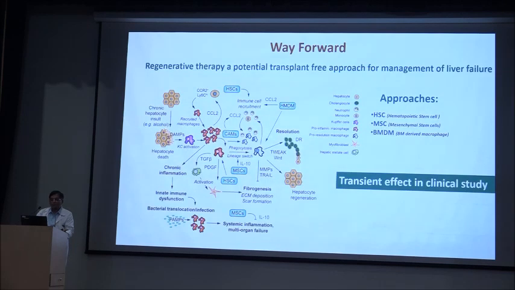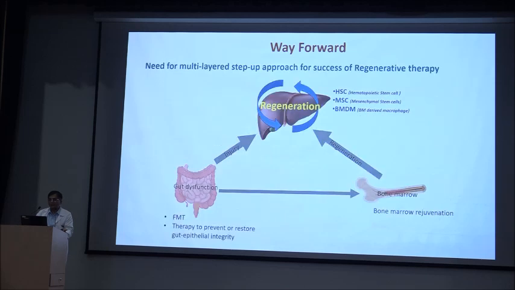So my way forward is this: even though we think regenerative therapy has potential for transplant-free management of these patients, in clinical studies whatever therapy has been used, like HSC, MSC, or bone marrow macrophages, still shows only a very transient effect. That is the reason I propose that, rather than having only a regenerative approach, we should have a stepwise, multifaceted, layered approach to prolong the regenerative effect.